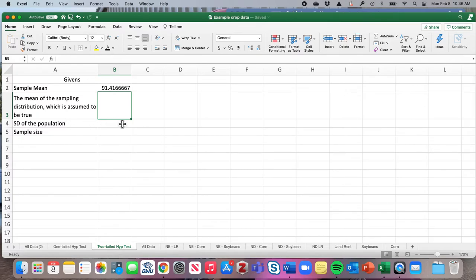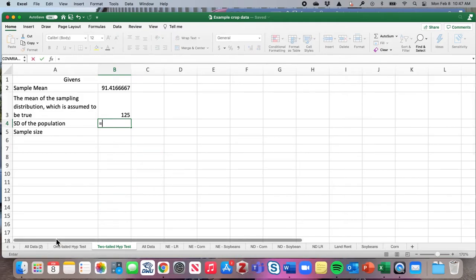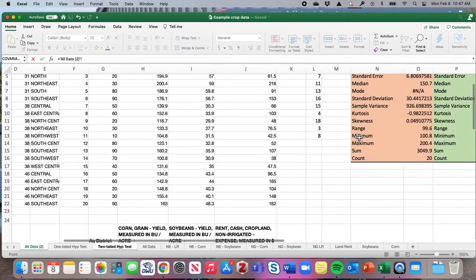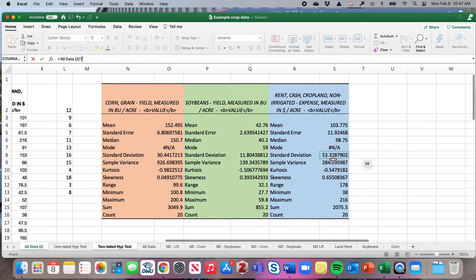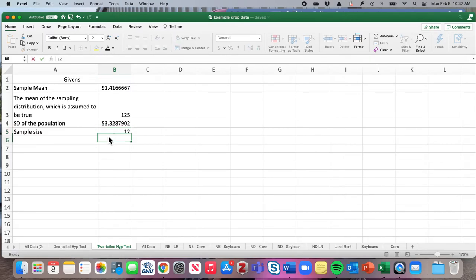So then the mean of the sampling distribution, which is assumed to be true, that's that 125. We don't even need equals, just 125. We are assuming that the average is 125 unless we reject this. Now we need the standard deviation of the population. Remember, this is true for when we know the standard deviation of the population, which we do from these descriptive statistics. It's about 53.3. So hit enter, and then our sample size is just simply 12. So those are all of our givens.